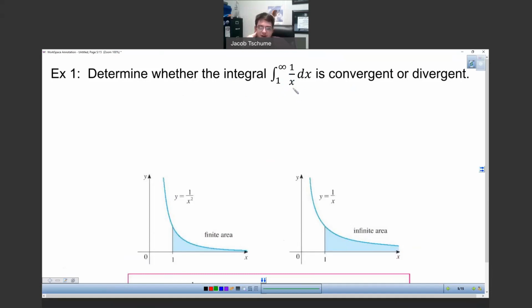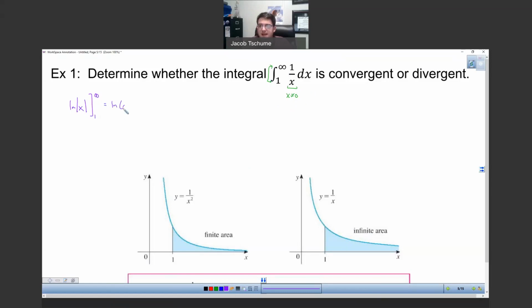Something that I always look at in my head is I ask myself, what can x not be? The only restriction here is going to be 0. 0 is not in the interval that you're going to be checking. That's great news, because that means we can just integrate this like normal, because the integral of 1 over x is the natural log of x, and I'm going to evaluate that from 1 to infinity.